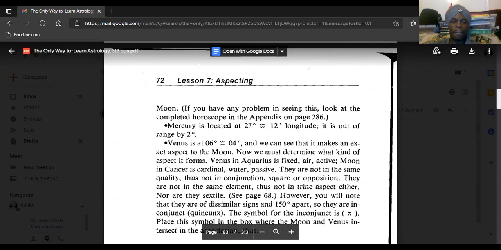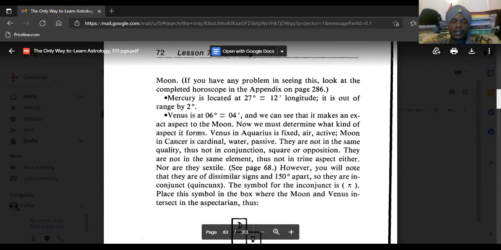to the moon. If you have any problem seeing this, look at the completed horoscope in the appendix on page 286. Mercury is located at 27 degrees, 12 minutes longitude. It is out of range by 2 degrees. Venus is at 6 degrees, 4 seconds or 4 minutes. And we can see that it makes an exact aspect to the moon.